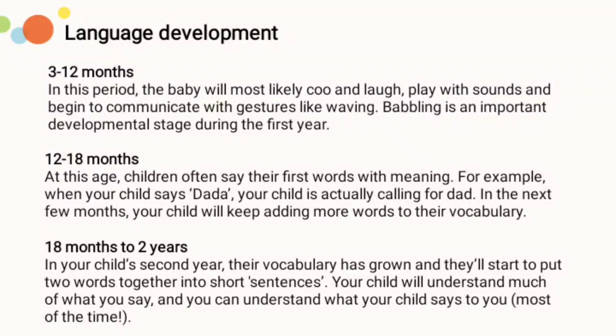In 18 months to 2 years, their vocabulary has grown and they'll start to put two words together into short sentences. Your child will understand much of what you say, and you can understand what your child says to you, or like most of the time.